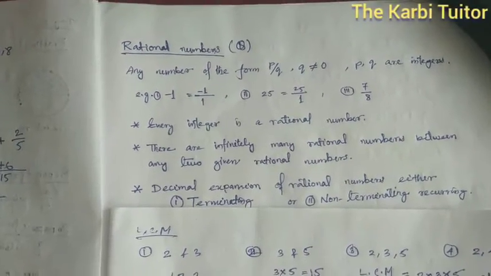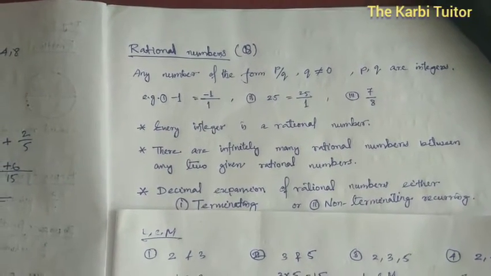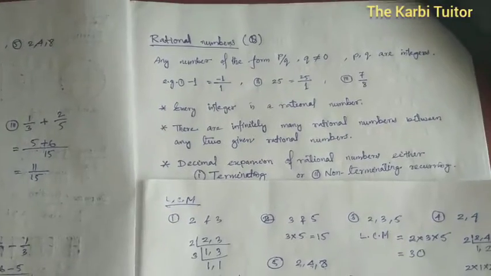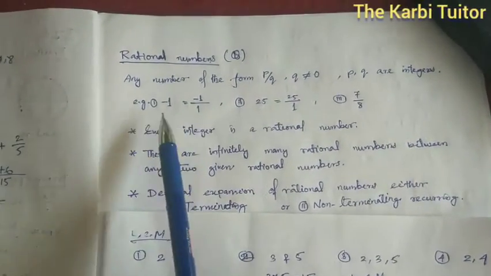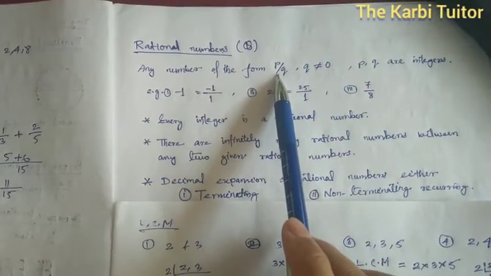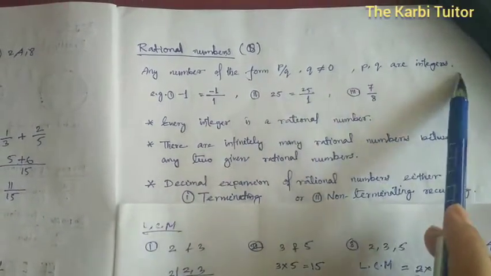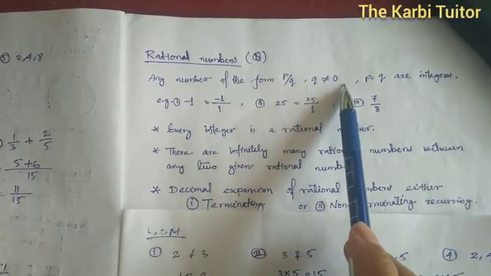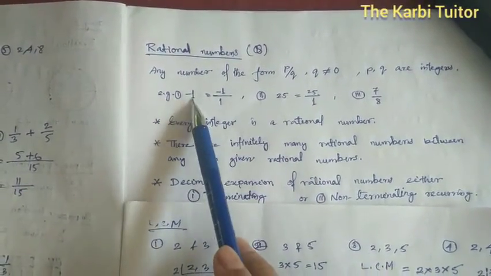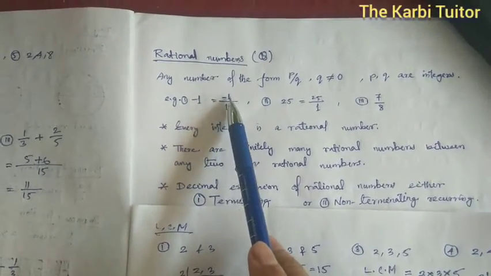Okay, so now next is rational numbers. We all know the definition. Any number of the form p by q, where p, q are integers and q not equal to 0, is called a rational number. So example, minus 1 can be written as minus 1 by 1.